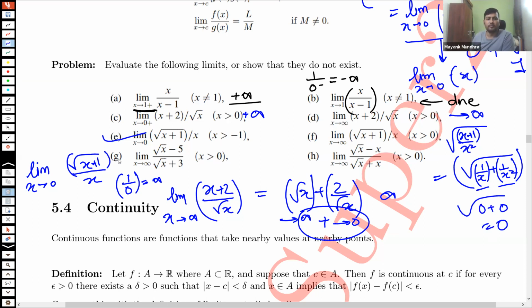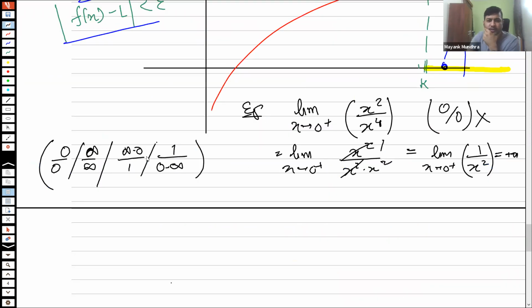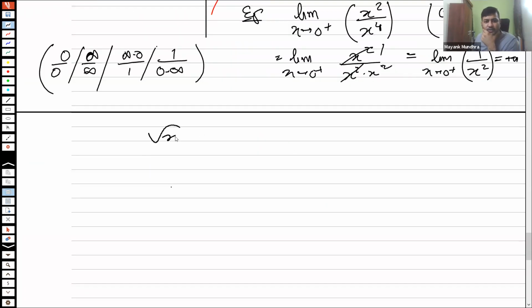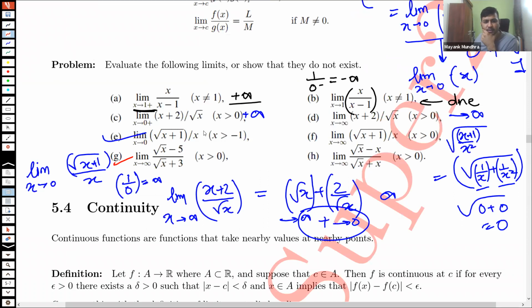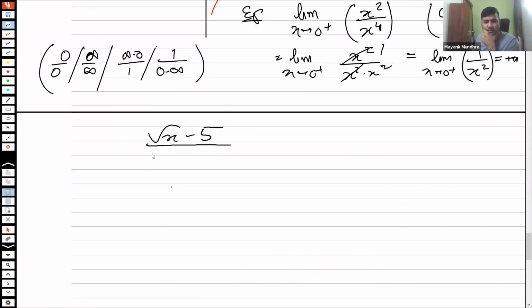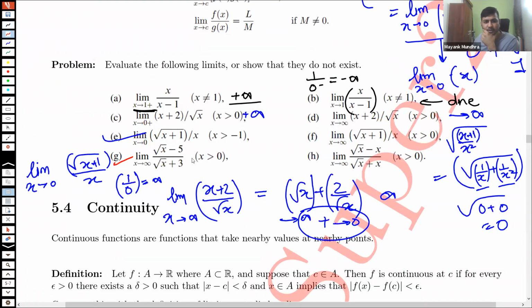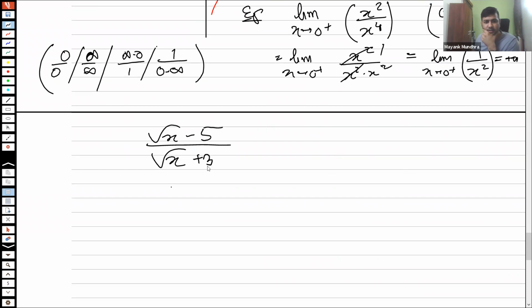Okay, who's next? Kashish, part G. So I was not able to solve this. Okay, under root x minus 5 upon under root x plus 3, limit x tending to infinity. You guys are finding good excuses to not solve it. I mean, you will not get the excuses in exam.